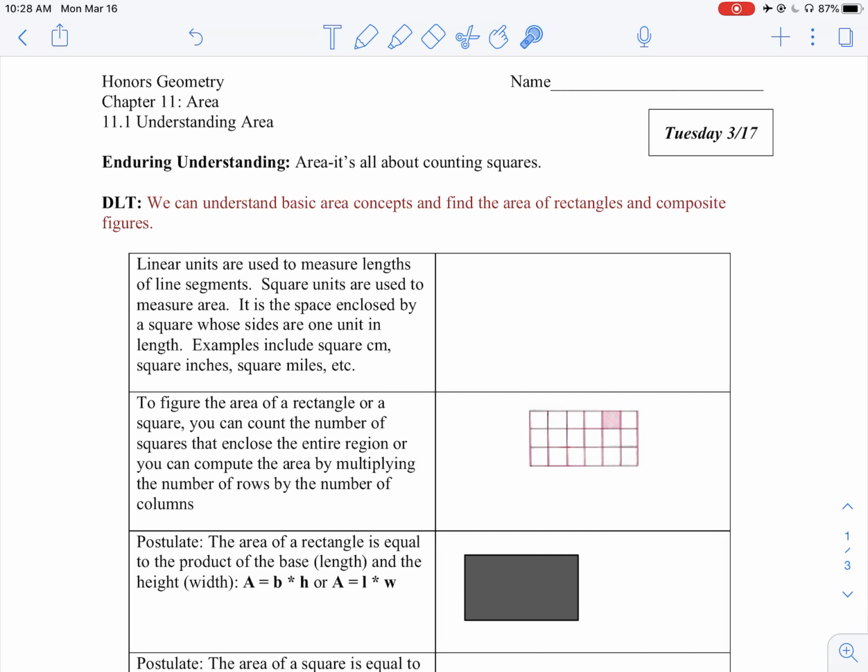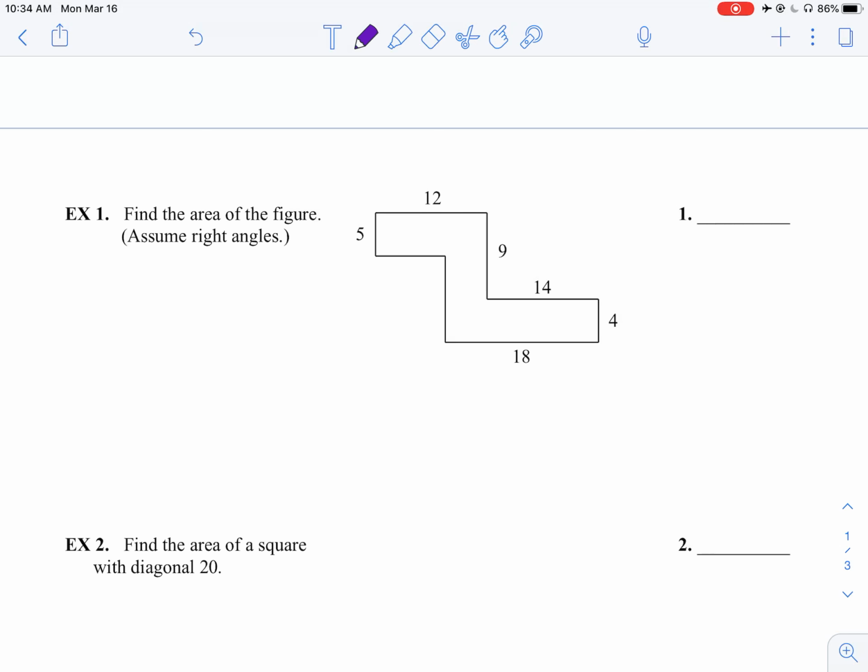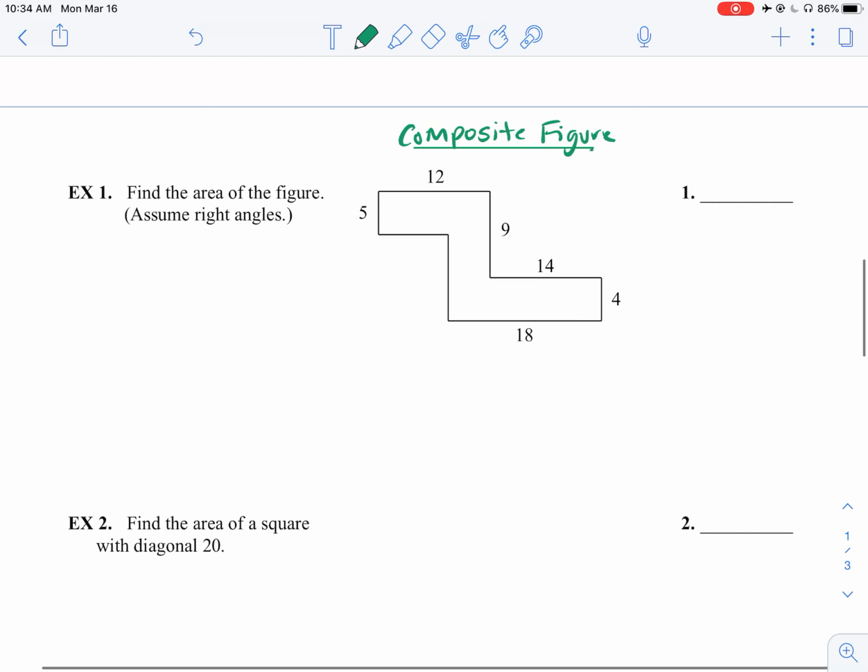All right, so next up, we're going to look at a couple of examples. This kind of Z figure does not look like specifically what we're used to finding, a rectangle or a square. This is what we would call a composite figure. We've made a different shape out of composing figures we know more about. The idea here being that if I wanted to find the area, we can separate this and break it apart and find the area of smaller pieces, and I call this method the divide and conquer method.